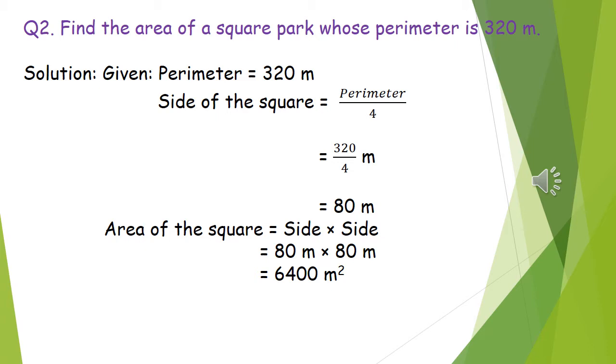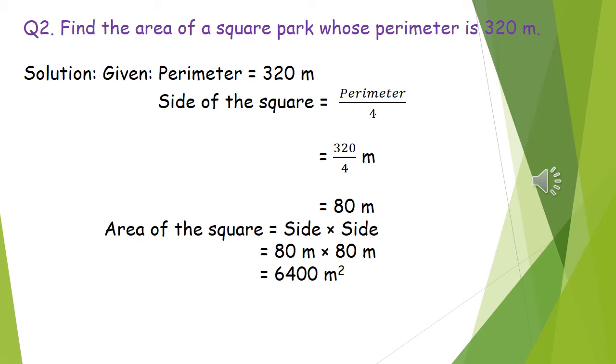Moving to the second sum: find the area of a square park whose perimeter is 320 meter. Perimeter is 320. Side of the square is equal to perimeter by 4, that is equal to 320 by 4 meter. Now, why are we dividing by 4? Because the perimeter of a square is 4 into the length of a side. So, when we are finding the side, we divide the perimeter by 4. So, the answer is 80 meter.